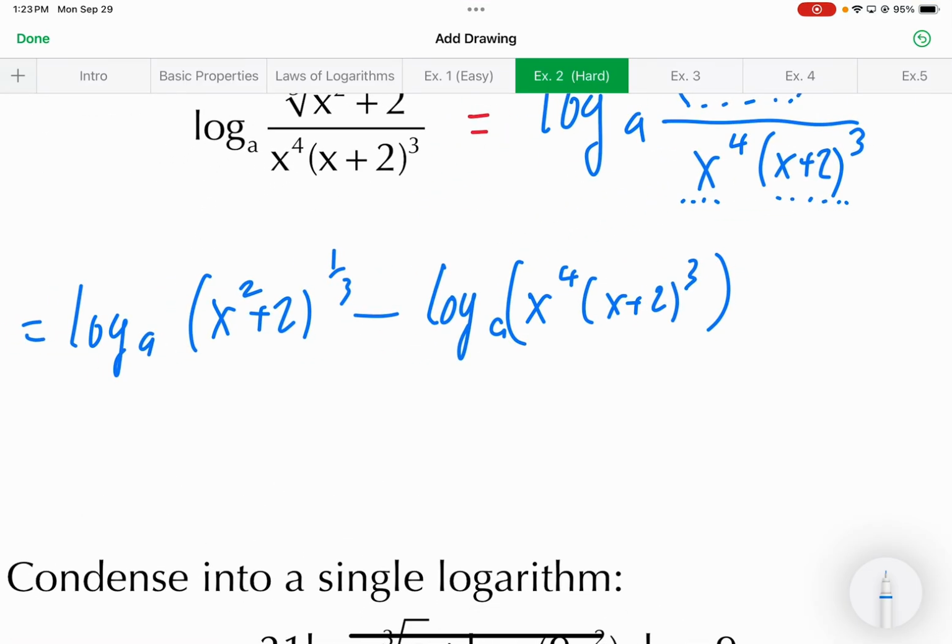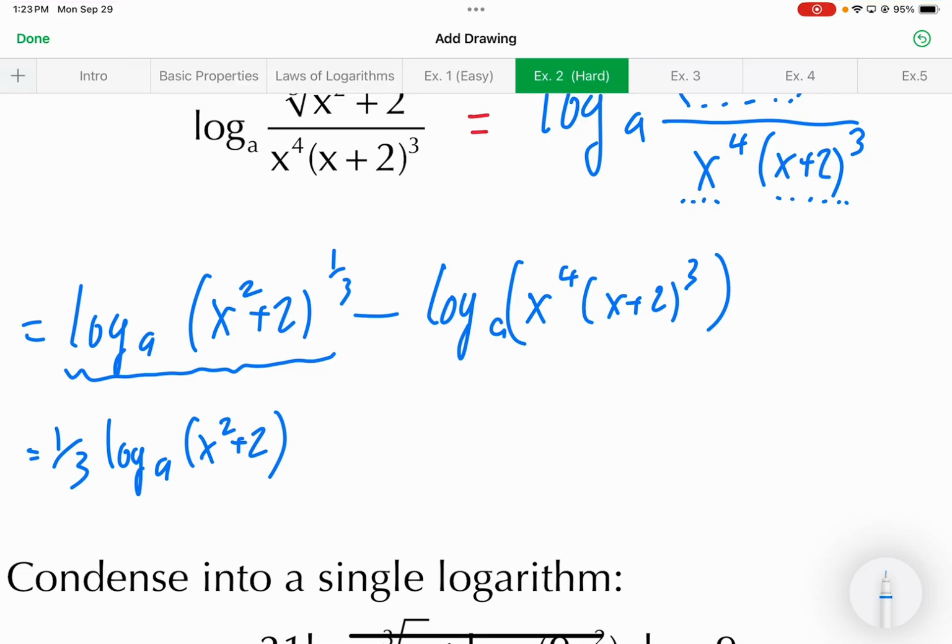Now, what do you guys want to do next? We could just focus on one term at a time. What am I going to do with this term? What's the only thing I can do with that term? Power. Pull that 1/3 out in front, right? So then 1/3 log base A of quantity x squared plus 2. There's nothing else I can do with that.